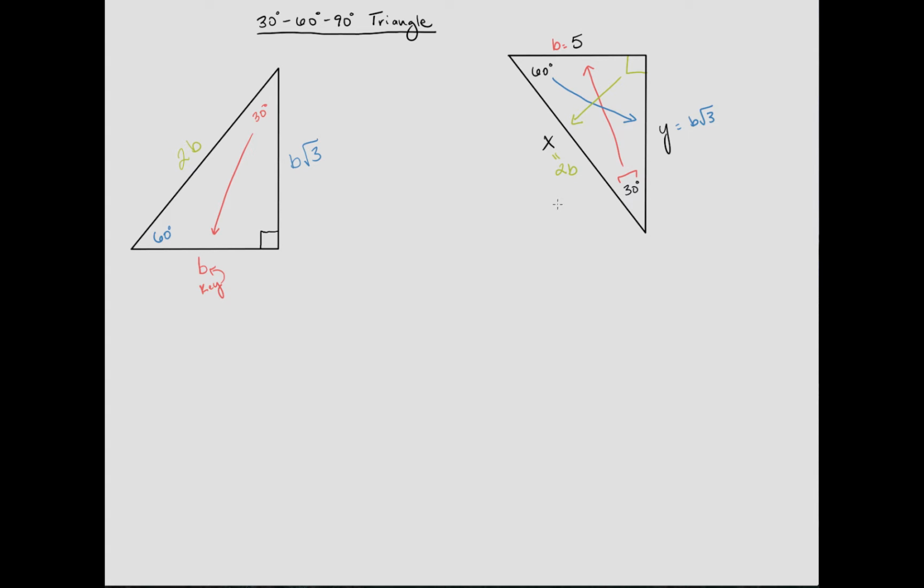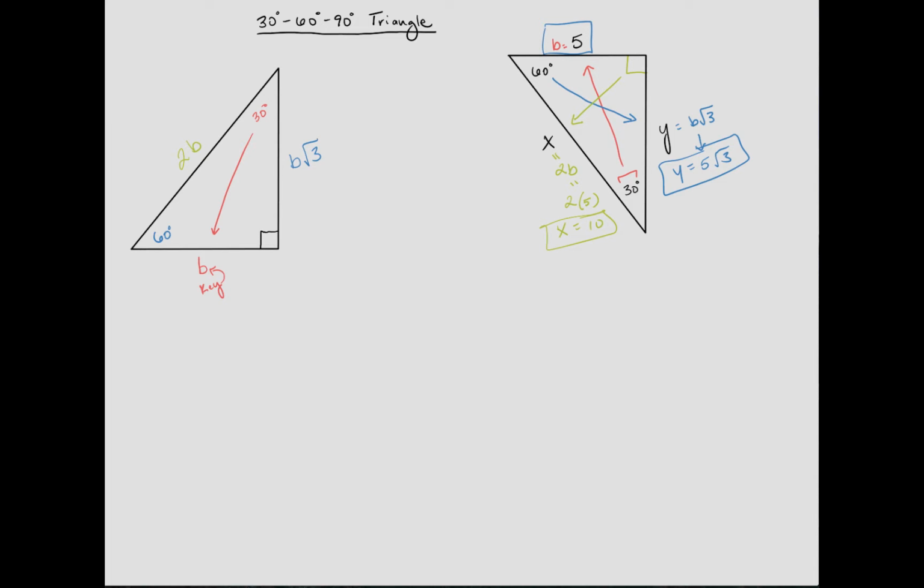And so the key to all of this is to figure out the value of the key, b. In this case, we already know that b is just equal to 5. So anywhere I see a b, I can just replace it with 5. I find that the value of y is in fact just 5 times the square root of 3, and the value of x is just 2 times b, which is of course just 10.